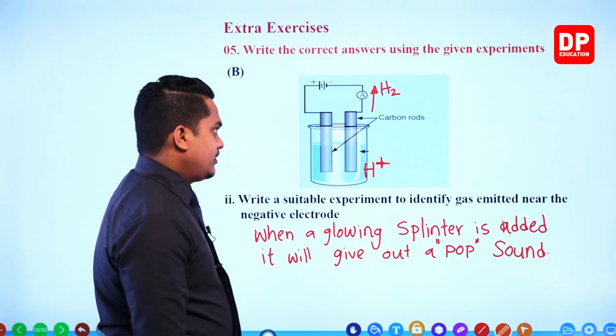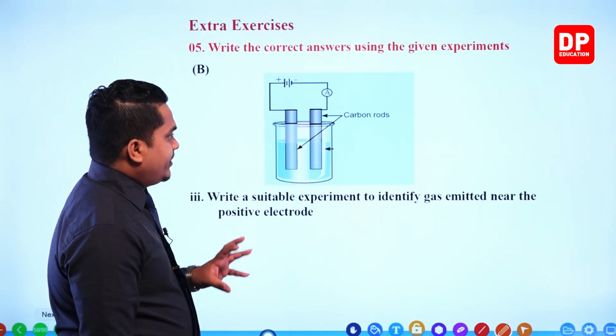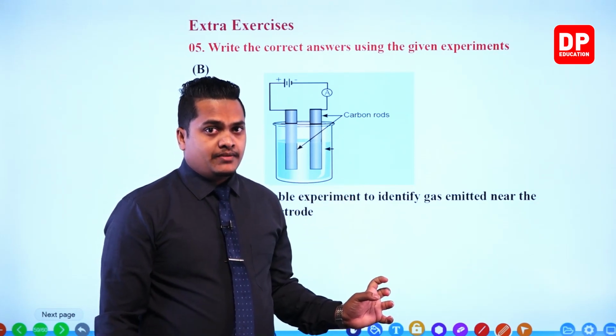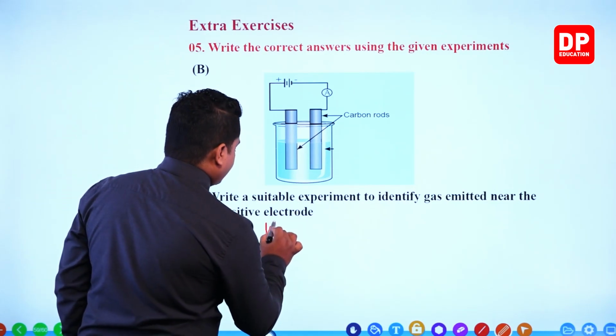Okay. Next one. Write a suitable experiment to identify gas emitted near the positive electrode. So when a glowing splinter is added, it will give out a bright flame, right? Because of the presence of oxygen gas. So we can write the answer.